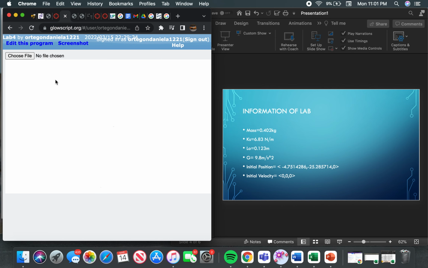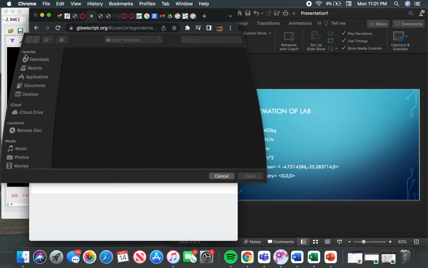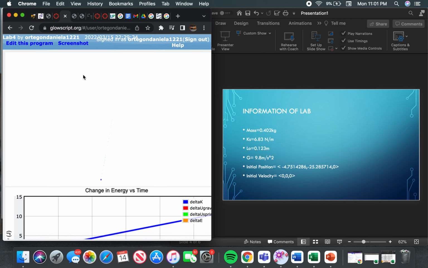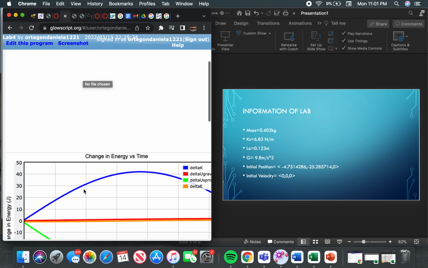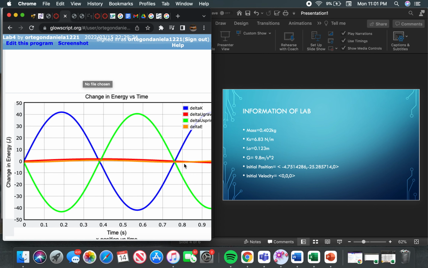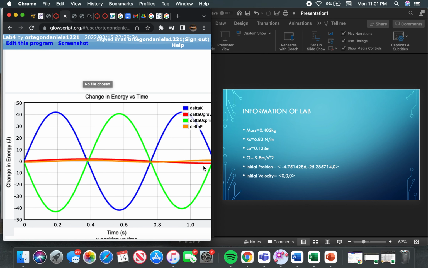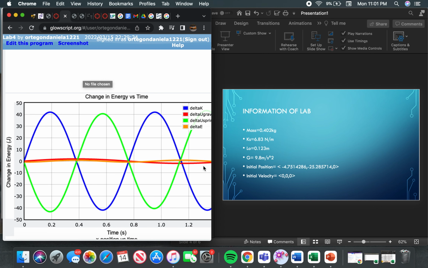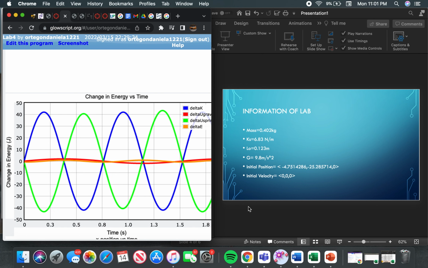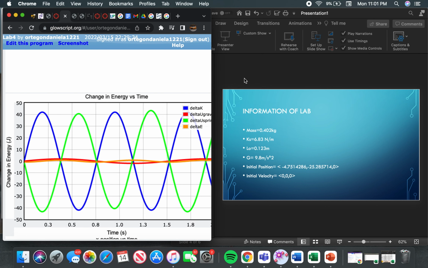To run this program, I have to choose the file, which is the CSV file that we got from Tracker. And we see the oscillations with delta energy, delta spring, delta gravity, and delta kinetic energy.